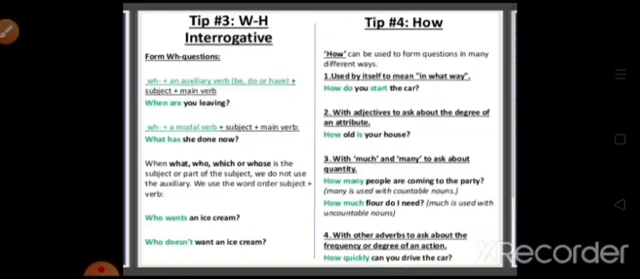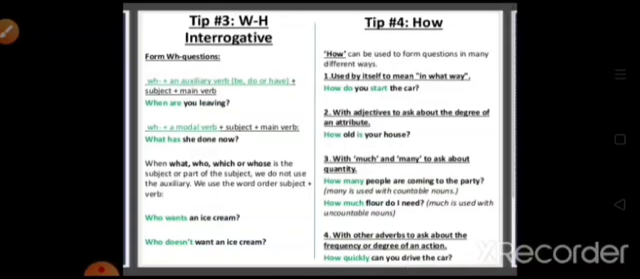Now tip number 3, WH. Now WH plus an auxiliary verb be, do or have, plus subject plus main verb. When are you leaving? WH plus a modal verb, plus subject plus main verb. What has she done now? What, who, which or whose can be the subject or part of the subject. We do not use the auxiliary. We use the word order subject plus verb. Who wants an ice cream? Who doesn't want an ice cream?